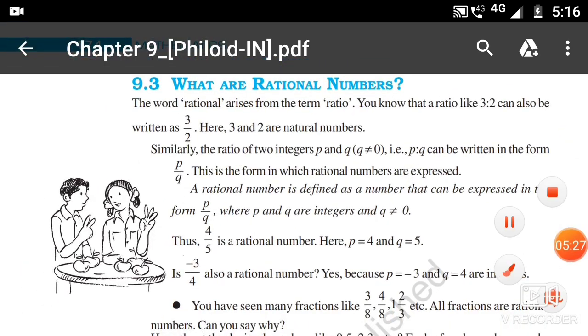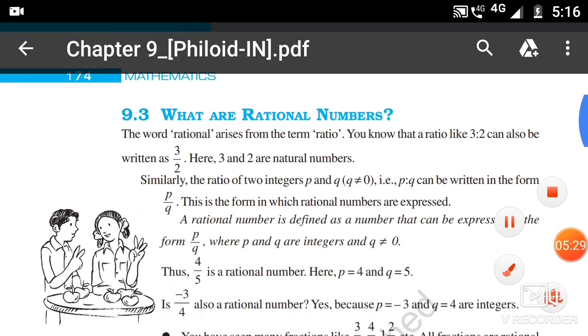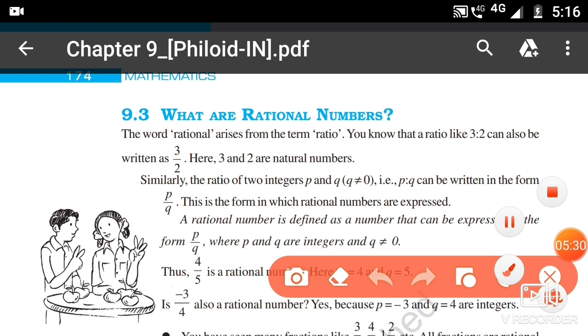So this is the general definition. These are things you already learned in your 7th standard. Then what are the things you have learned about it?